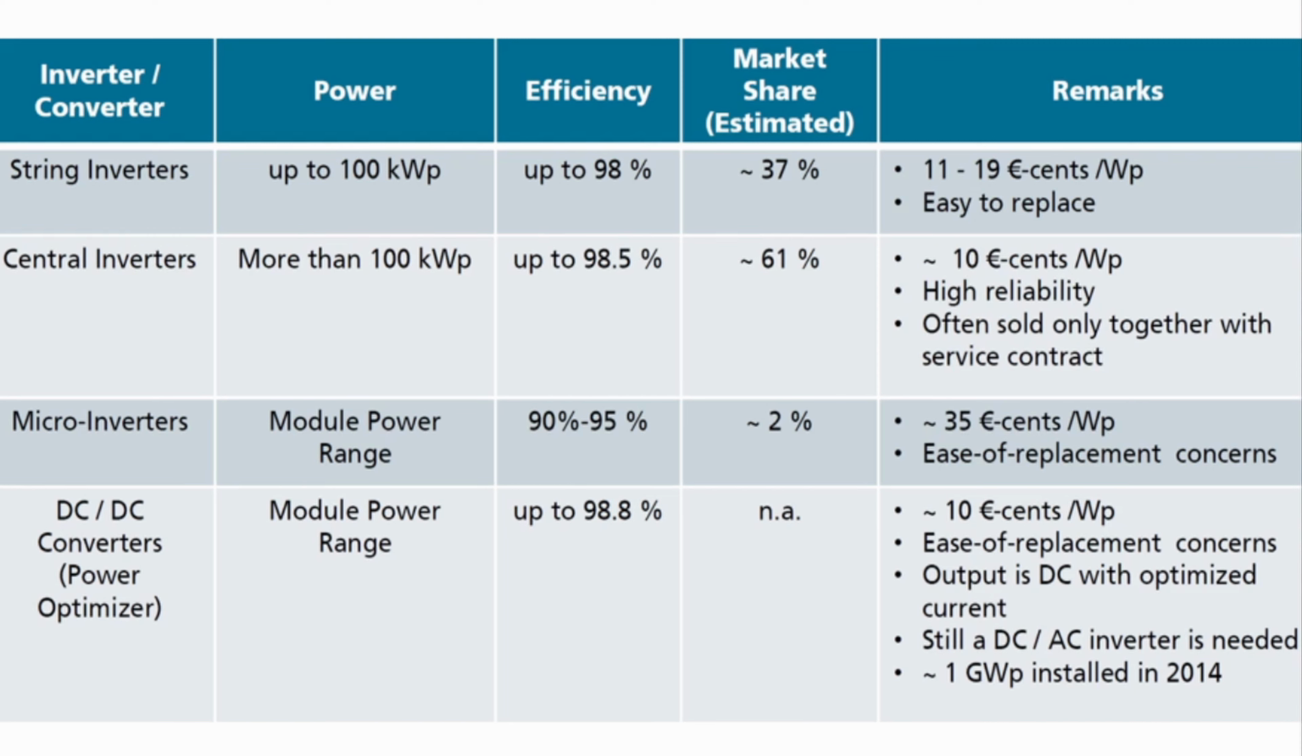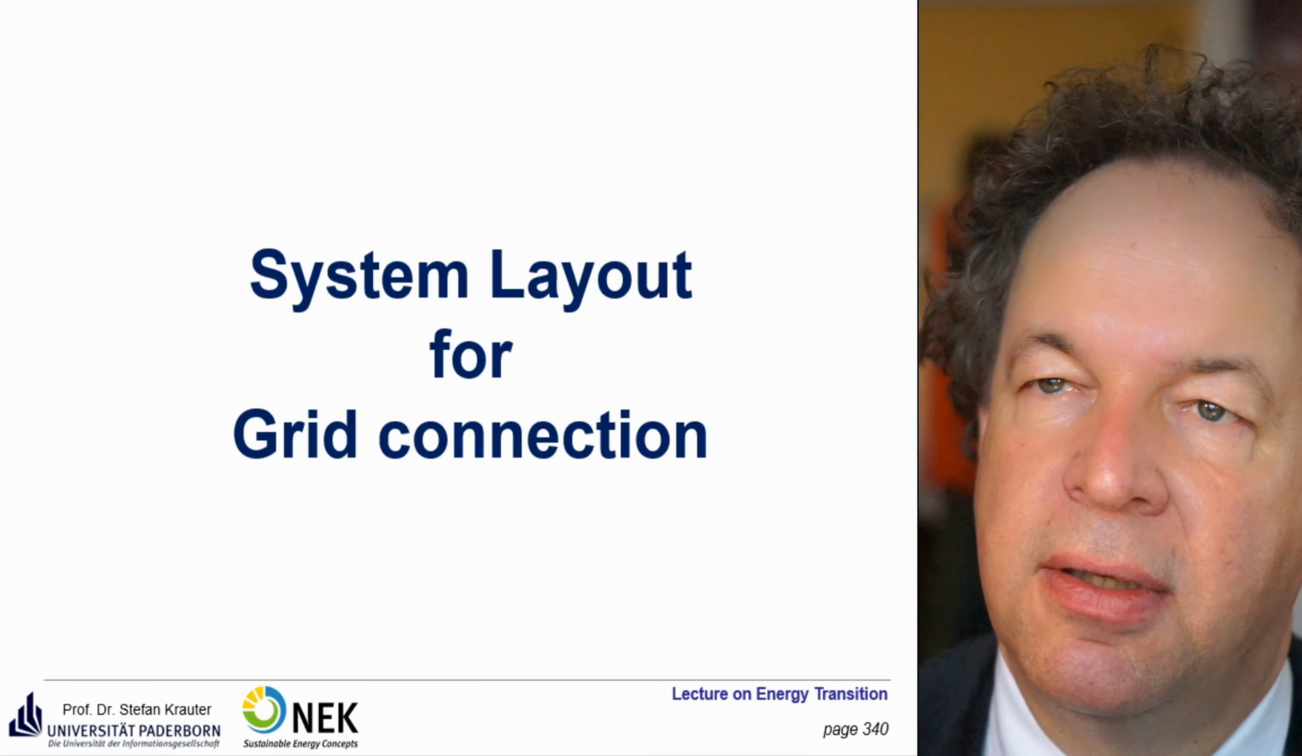And what we saw before for the multi-oriented roof, these are so-called power optimizers. So each section of the PV generator has its own maximum power point tracker, and together it goes to the central inverter after the maximum power point trackers.